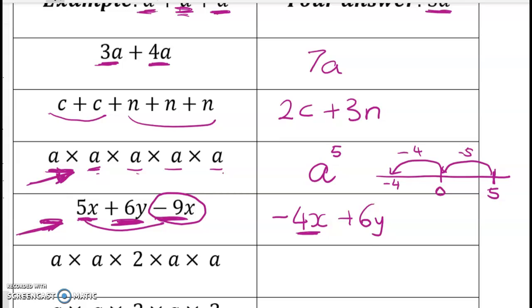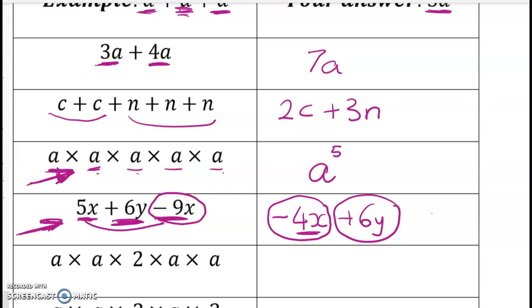Now, some of you went a step further, and this was really good, and you recognised that this is the same as 6y take away 4x. So instead of writing it as negative 4x plus 6y, some of you wrote it as 6y take away 4x. Right, that was great. You don't have to do that. But to the human eye, most of us like seeing the positive bit first. This is 100% correct though, guys, and it's fine to write it like that.